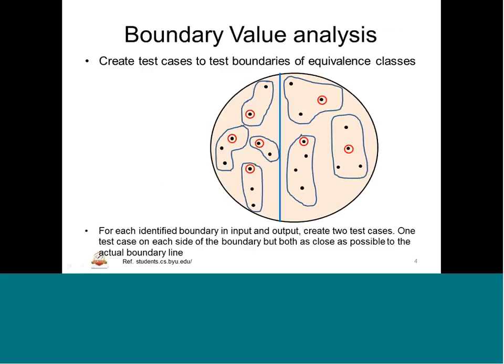So we choose a selection, this is what we have done, of each group of equivalence classes, valid or invalid, one test case we have selected. You can see that round marked ones are the chosen test cases. So if an input condition specifies a range bounded by values A and B, test cases should be designed with values A and B, and also just above A and just below B, and just like this we are going to have it.